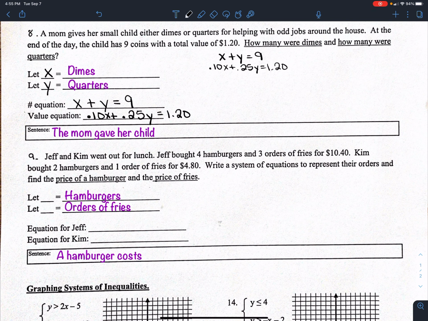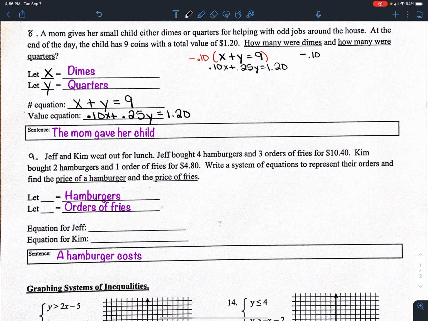All right, so I'm going to go ahead and eliminate the x's just because 0.10 is easier to multiply than 0.25. So I'm going to multiply that whole top equation by 0.10, but it's going to have to be a negative because I want the x's to eliminate. If I have 0.10x plus 0.10x, that's just going to give me 0.20x. So I need one to be positive, one to be negative.